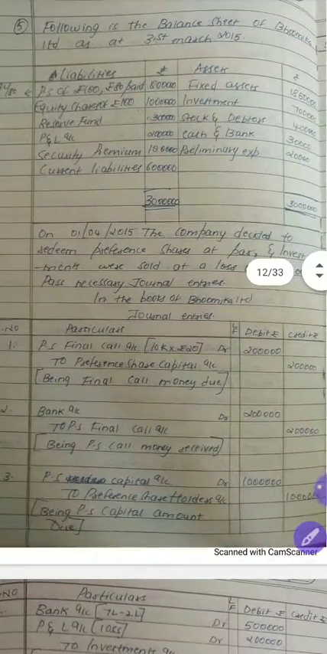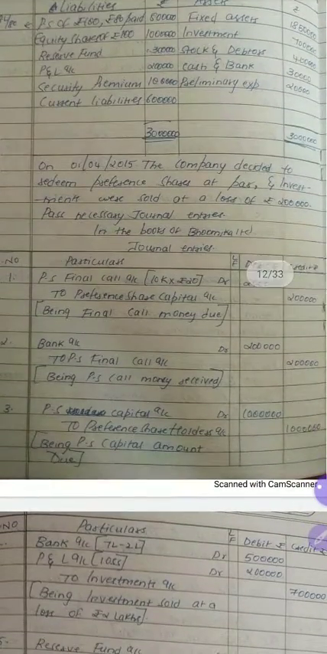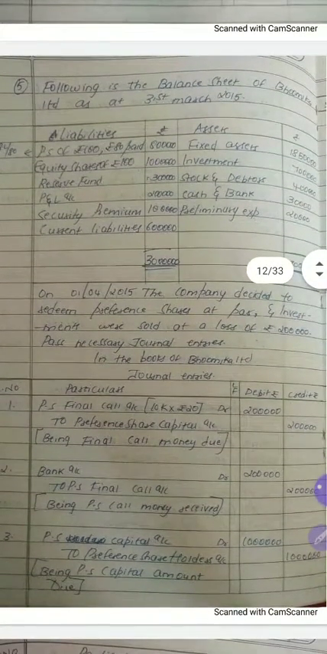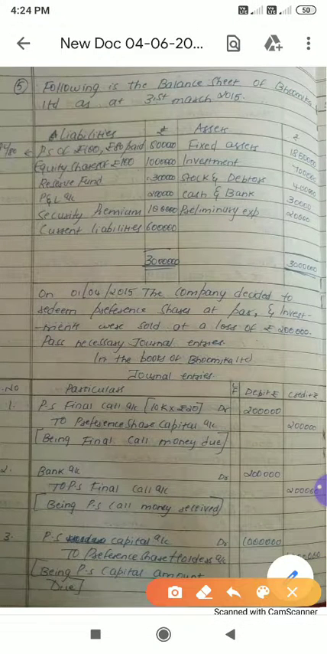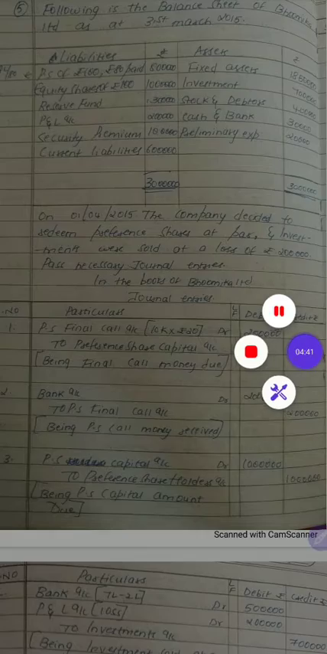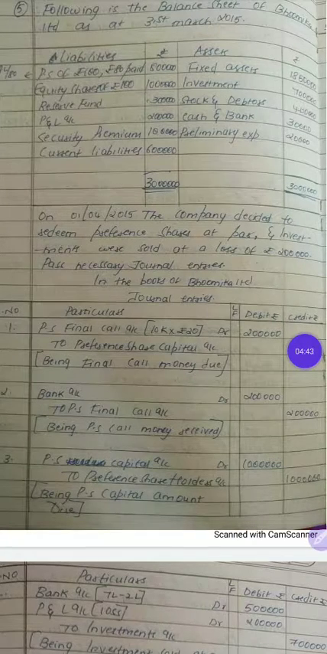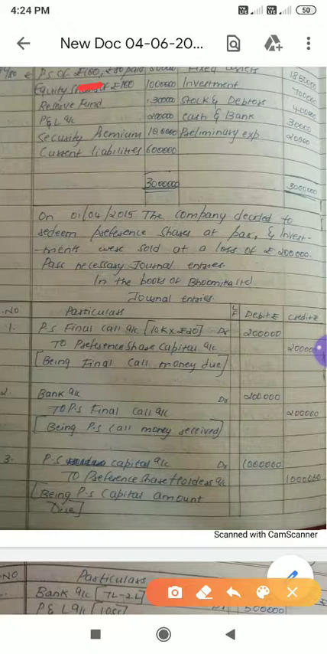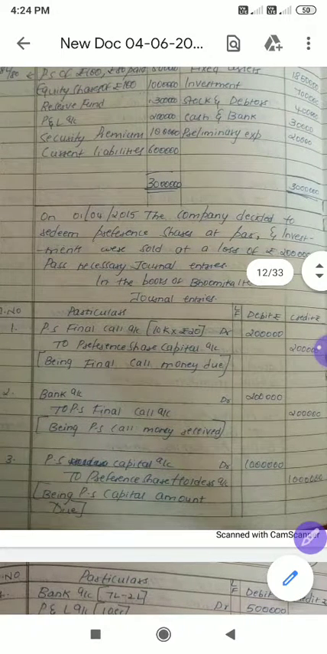Now we'll go to the next journal entry. We'll pass the journal entries. First we have to pass the due entry, and the due entry is simple. Look here, we are going to redeem preference shares at par value. So what should the journal entry be? Preference share capital account debit. How many shares do we have? We have 10,000 preference shares, 10,000 into 100. So how much will we get? 10 lakh. Preference share capital account debit 10 lakh to preference shareholders account 10 lakh, being preference share capital amount due.